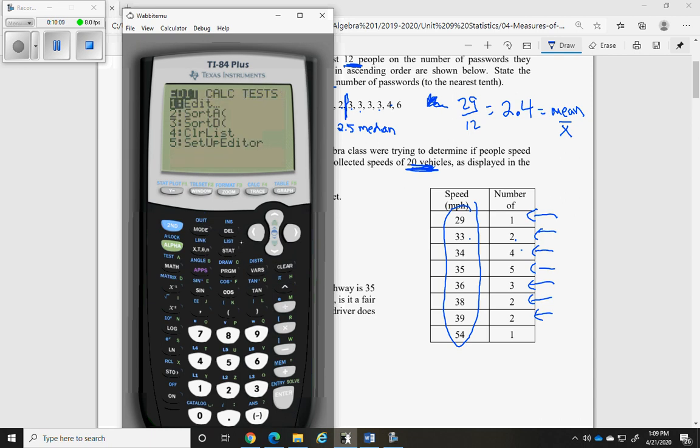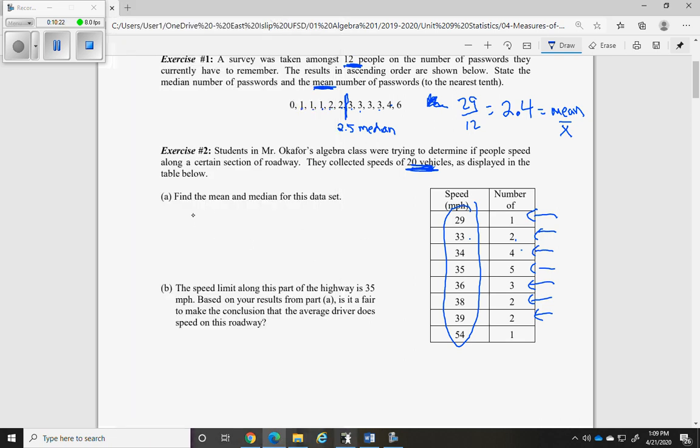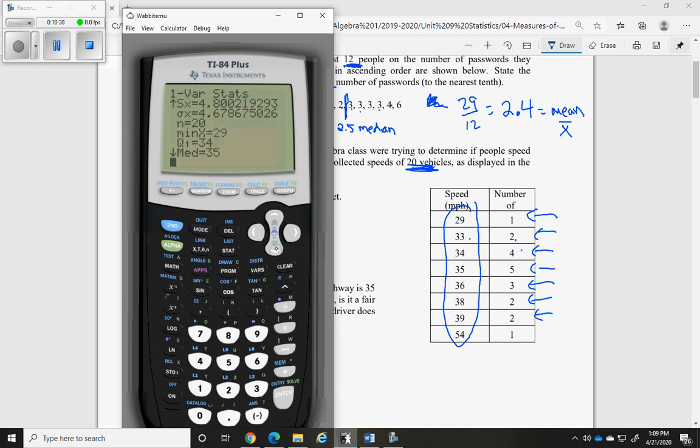I go to Stat, Calc, 1var Stat, and you move down to Calculate. I'll hit Enter, and I could see that the mean is 36.1. And the median, if you scroll down, you get 35.